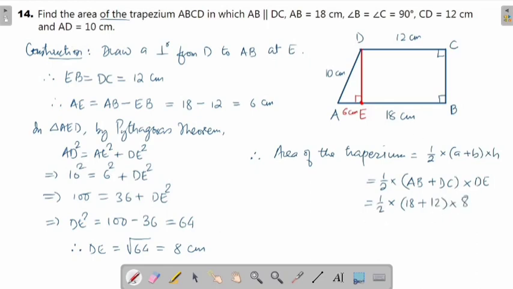So 2 ones are 2, 2 4s are 8. Now we have 18 plus 12 is 30 into 4. When you multiply these two, your answer turns out to be 120 centimeter square. So that's why the area of this particular trapezium turns out to be 120 centimeter square, right? So you may pause the video and note down your solution, and with this we close exercise 20C. Thank you very much.